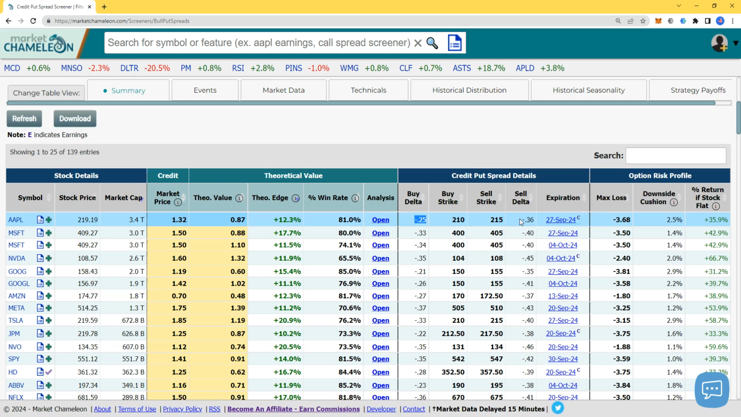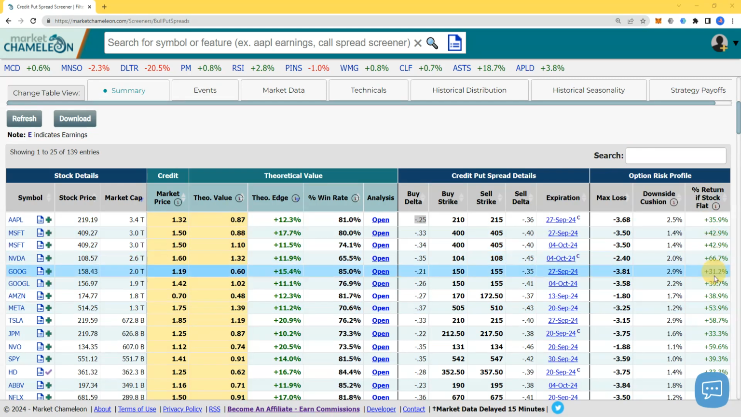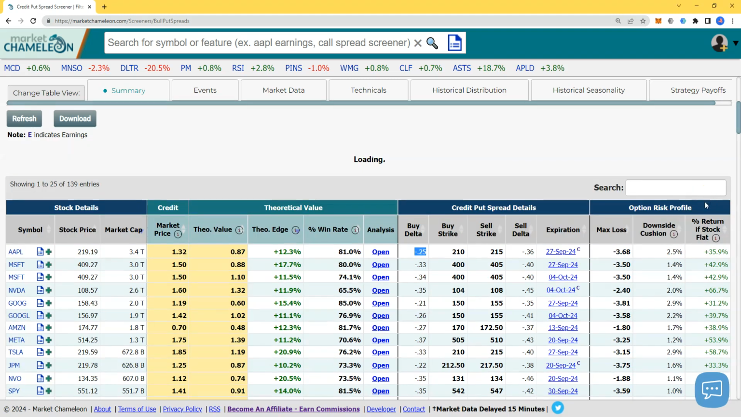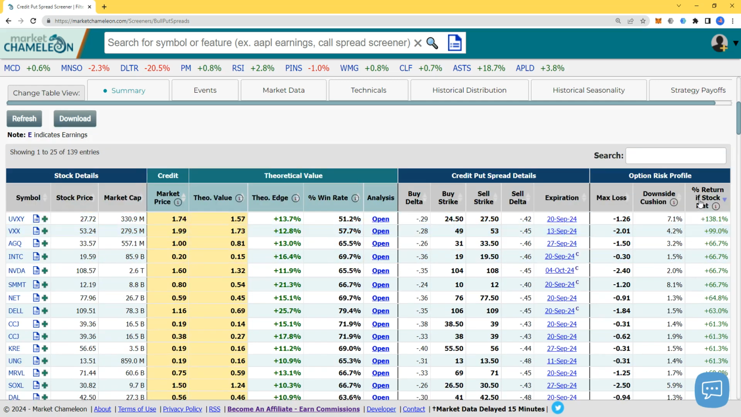The delta is 25.36, and the expiration is September 27. There's an event, Apple event. Okay, so if there's an Apple event, I mean, it's up to you. But you see here, return if stock is flat. So 35%. So if the stock stays the same, 35% yield on your income. So if I do this for this specific example, for this specific filter, let's click twice and filter by return. You see here, return if stock is flat, 138.